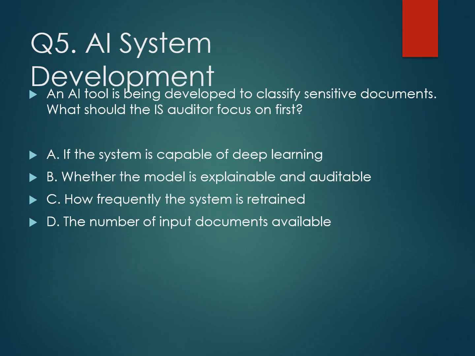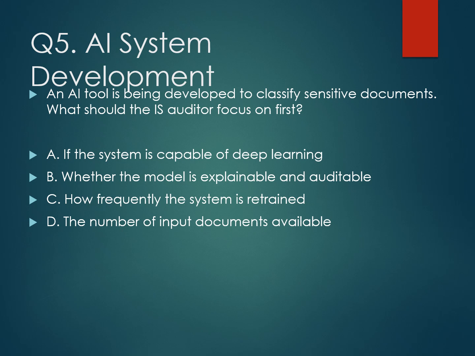Question 5. AI System Development. An AI tool is being developed to classify sensitive documents. What should the IS auditor prioritize? A. Whether it uses deep learning. B. Whether the model is explainable and auditable.